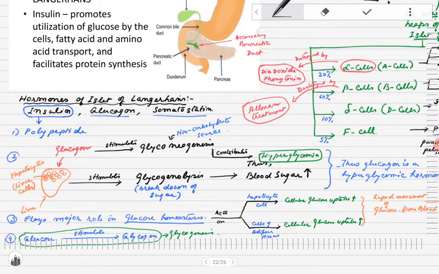Now the hormones secreted by the islet of Langerhans are insulin, glucagon, and somatostatin. Insulin is a polypeptide in nature, and next is glucagon, and this glucagon stimulates gluconeogenesis, that is formation of glucose from non-carbohydrate source, and it contributes to hyperglycemia.